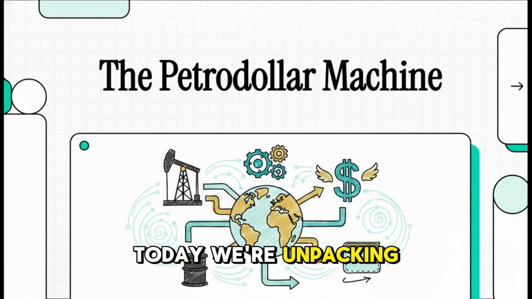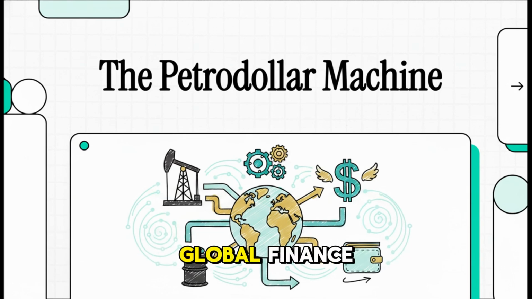Today, we're unpacking a system that is absolutely crucial to global finance, yet it's something most of us were never taught in school. We're talking about the petrodollar. This is the hidden plumbing, the underlying grid that connects your wallet to the other side of the planet.